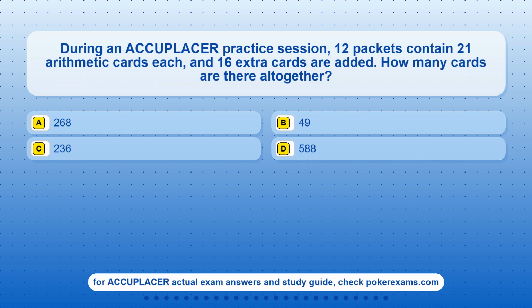Question 1. During an ACCUPLACER practice session, 12 packets contain 21 arithmetic cards each, and 16 extra cards are added. How many cards are there altogether? Option A, 268. Option B, 49. Option C, 236. Option D, 588.